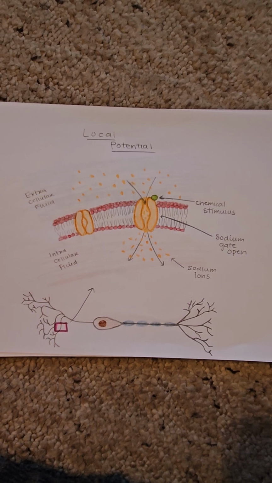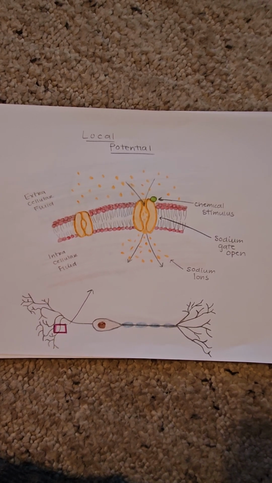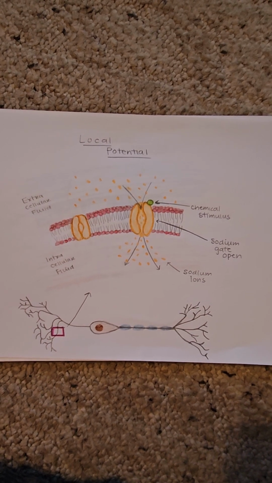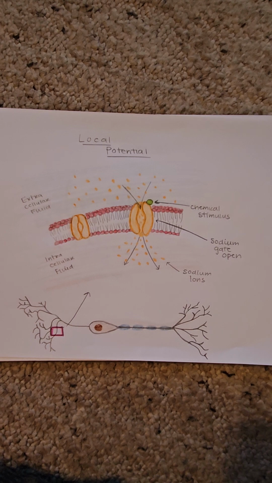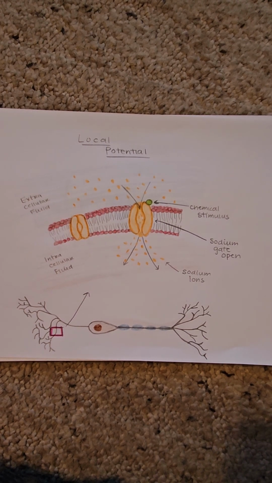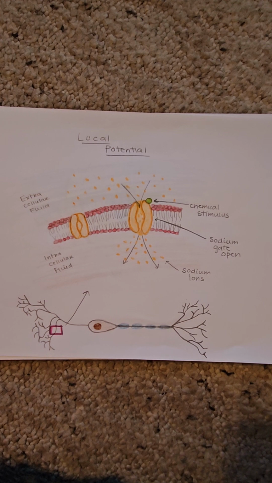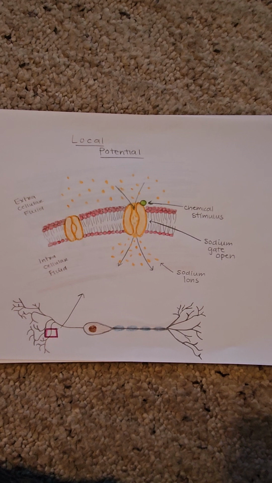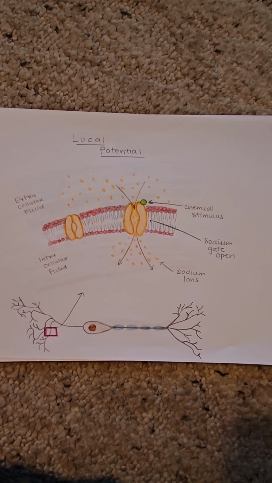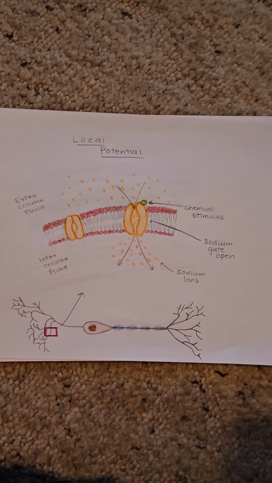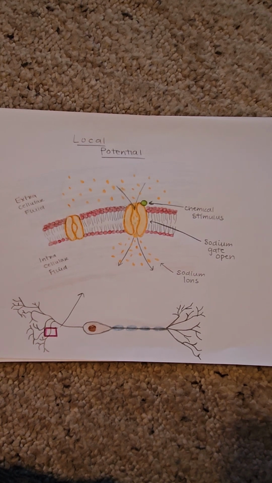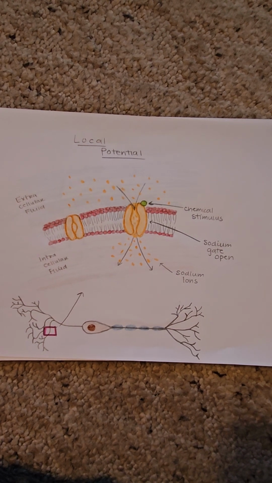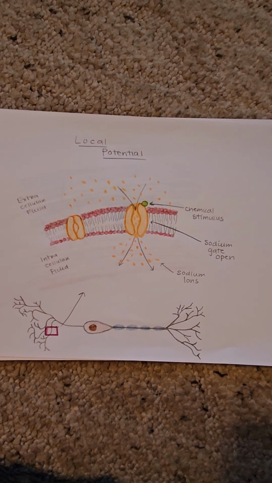Local potentials have three characteristics. Local potentials are graded, which means they can vary in magnitude depending on the strength of the stimulus. The greater the stimulus, the more sodium channels open. Local potentials are decremental, which means that the current gets weaker the farther away from the site of stimulation it gets. And finally, local potentials are reversible, which means that if the stimulation stops, the membrane will return to its resting membrane potential. This is a result of the sodium gates closing due to lack of stimulation, which leads to the sodium pumps returning sodium to the extracellular fluid.